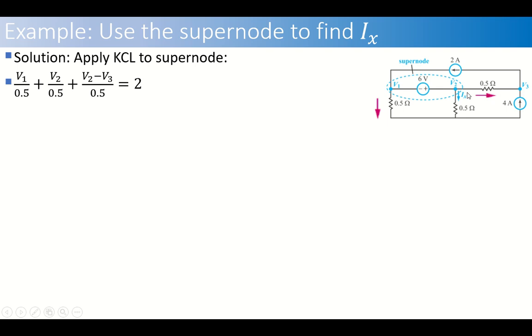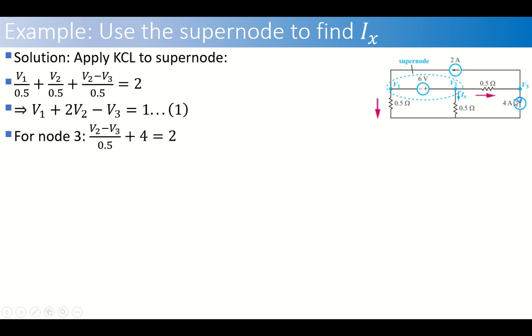And current in this branch will be V2 minus V3 divided by 0.5. That should be equal to the sum of the incoming current, that is 2. So we can simplify this equation. The equation will be V1 plus 2V2 minus V3 is equal to 1. Let's call this equation number 1. Still remember that we need two more equations.